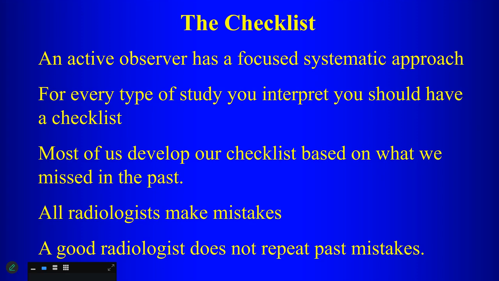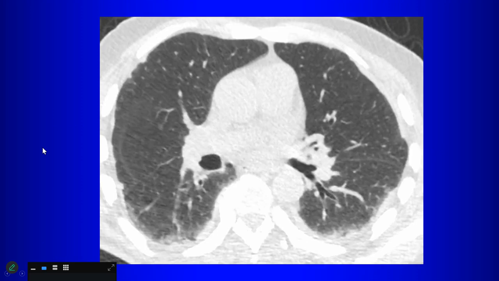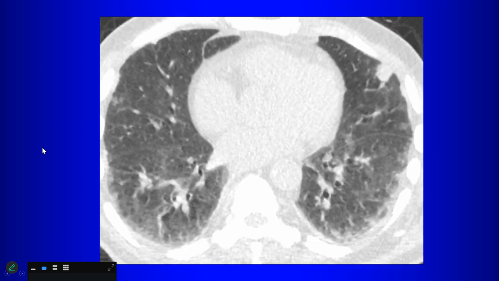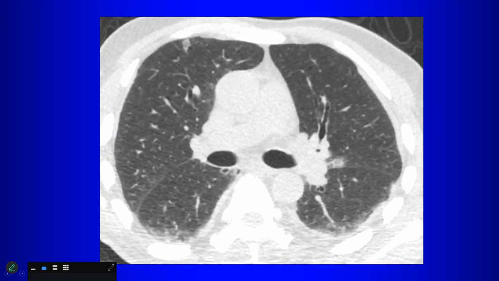Right? So to be a good radiologist, you want to learn from your mistakes, develop your checklist, and the more thorough your checklist is, of course, you're going to be slower, but by practicing it, you're going to get faster and faster at looking at all those things on your checklist. If you're diligent about practicing your checklist on every type of study that you look at and be systematic in your approach, okay? So here's a lung cancer screening study, right?